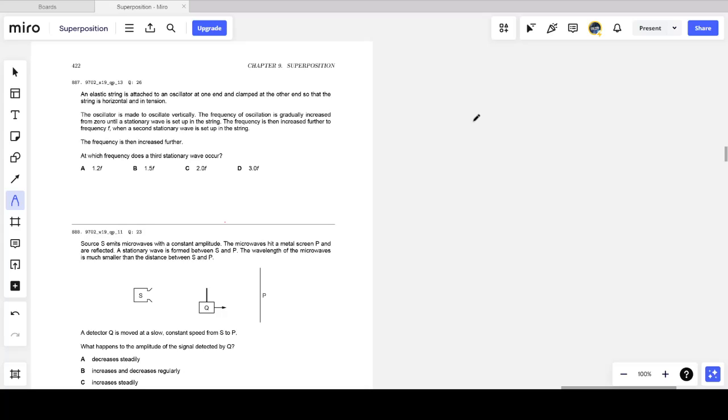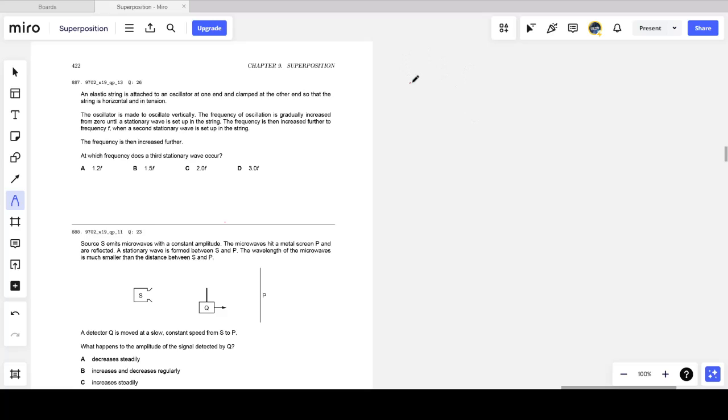And then the frequency is increased further, and we want to know at which frequency a third stationary wave will occur. So we have the fundamental frequency, which we don't give a symbol for. Then we have the second frequency, which we call f, but we want to know what the value of the third frequency will be in terms of f.